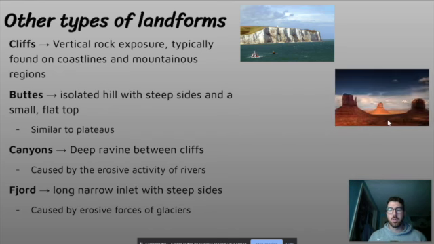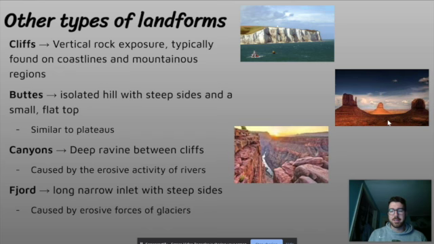The next landform, one that we could see in the United States if we go on a road trip to Arizona, we have a butte. It's an isolated hill with steep sides and a small flat top. These are basically just skinny plateaus. They're very, very cool looking.